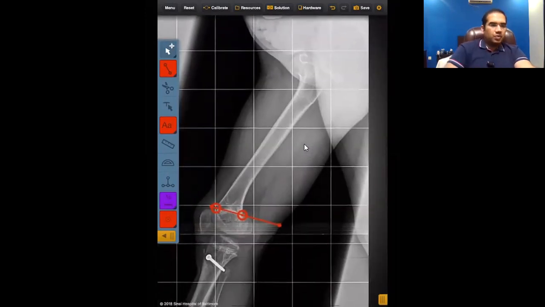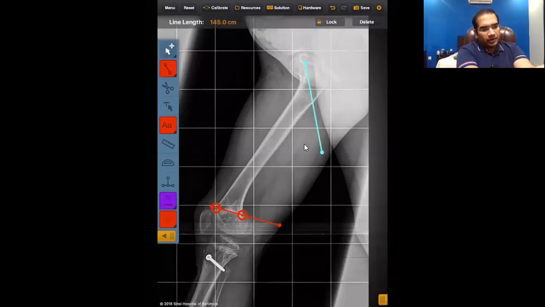Proximally, we usually take the center of the femoral head, and we take the neck shaft line. We do not usually take a joint orientation line in the proximal part in the lateral view. We take the neck shaft line and the center of the head. There is usually no joint orientation line in the proximal femur at the hip.